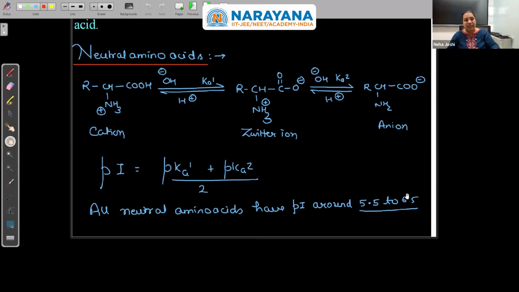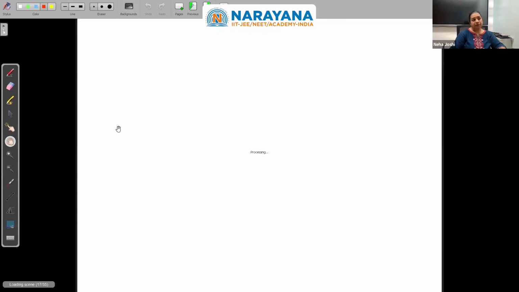If they say what will be the existence or species existing for this neutral amino acid at pH 2. So pH 2 is less than this. It means it is more acidic. So I have to make it more acidic. Then what is this existing species? You will report it exists as a cation. Okay, neutral amino acid. So an amino acid above its isoelectric pH will exist as anion. Below its isoelectric pH will exist as cation.